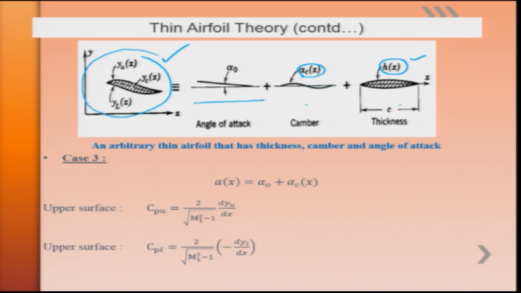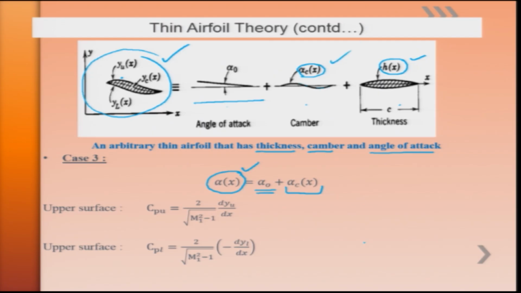In this case, where the airfoil has thickness, camber and angle of attack, the local angle of attack alpha(x) can be written as the angle of attack alpha naught and alpha_c(x), which is nothing but your camber. That means at any point on this general airfoil, the inclination experienced by the flow is written as alpha(x) equals alpha naught plus alpha_c(x), which is given by this function.